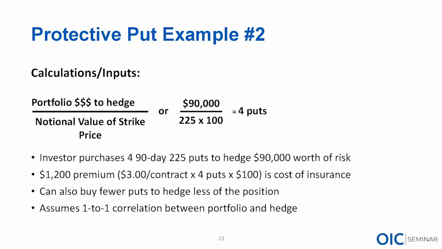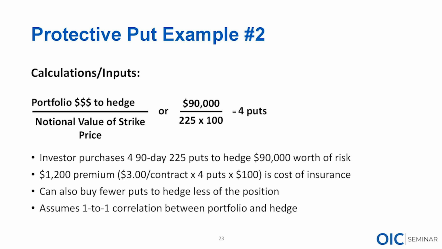Maybe 1, 2, or 3 to lower your cost and protect a part of your portfolio. And of course, we have to assume there's a correlation between the portfolio and the hedge that is 1-to-1 to get this number. If that's not the case, and you have determined that your portfolio moves, say, 3 times faster than the market or 3 times faster than your hedge, you need to buy more puts. You need to buy 3 times more. You're going to lose $90,000 much faster if your portfolio beta is 3 than if it's 1.